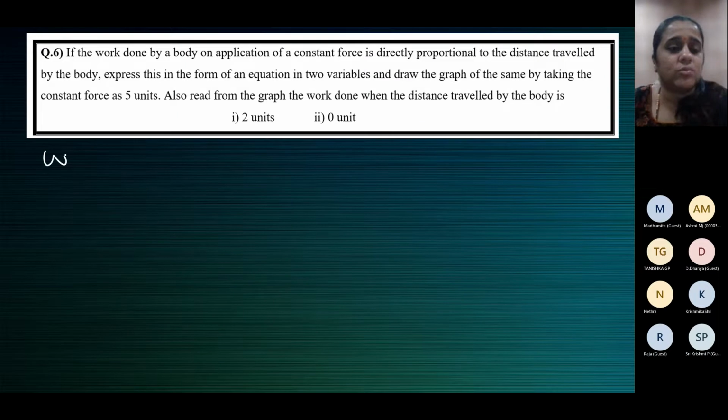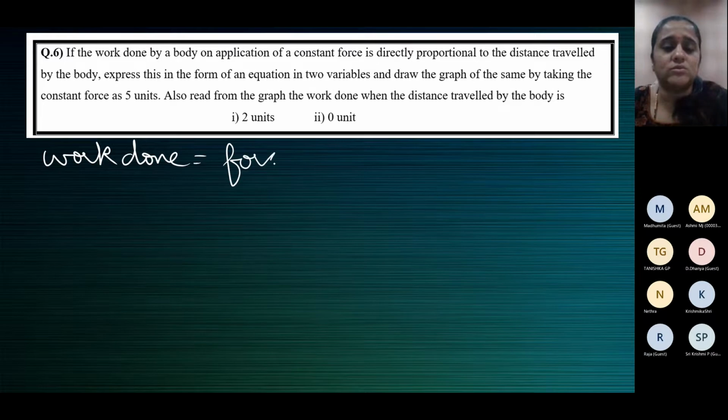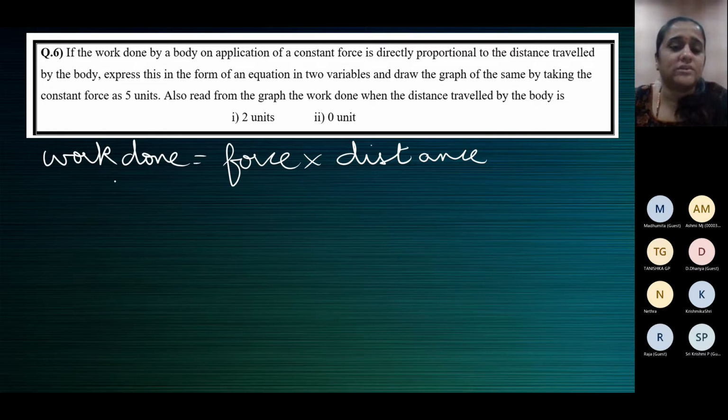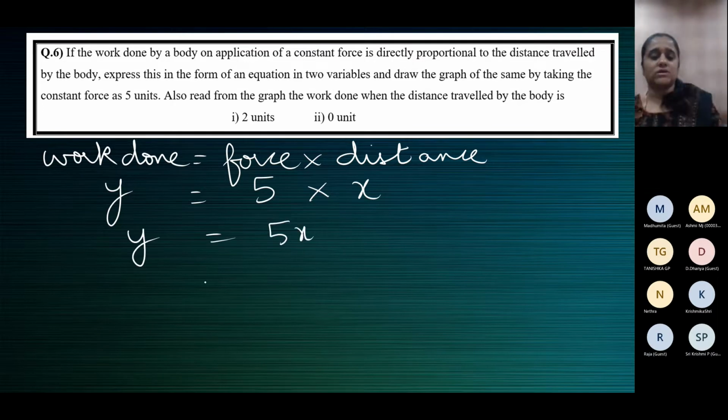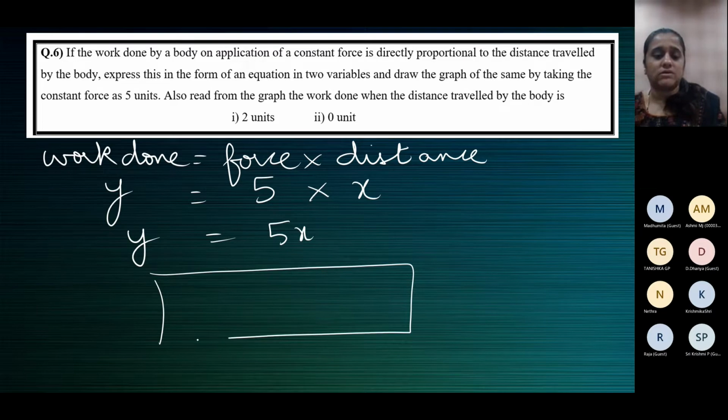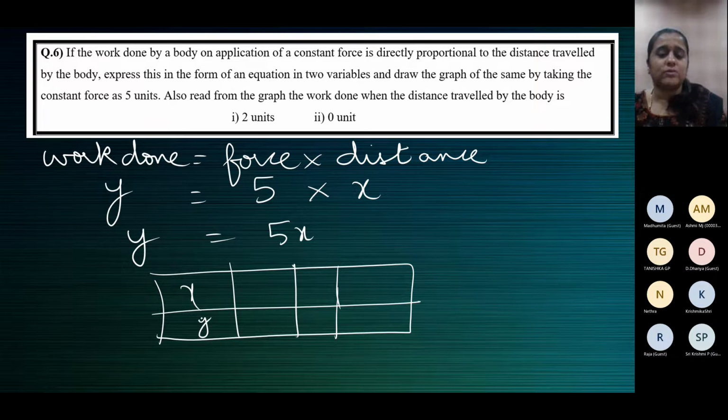So work done. Write on the question. Work done is equal to force into distance. We're taking the work done as y. Force, it's given, is 5, into distance as x. y is equal to 5x is the required equation. Then make the table. What values will you take in the table? x, y. Supposing x is 0, say 2, 4, anything you can take. So when x is 0, 5 into 0 is 0. 5 into 2 is 10. 5 into 4 is 20.